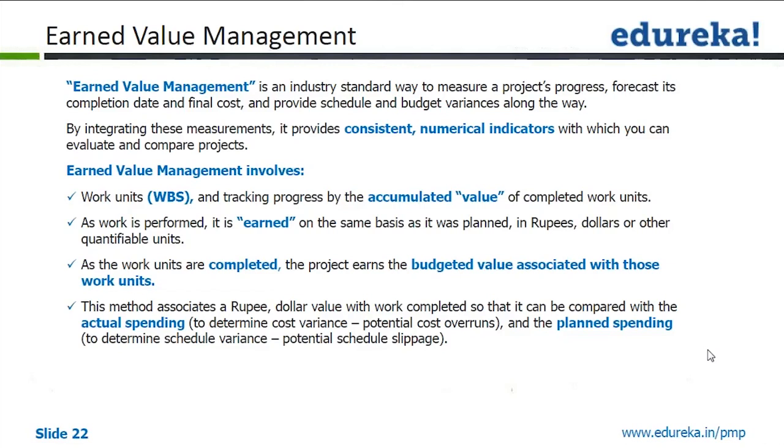So WBS and work units, and tracking progress by the accumulated value of completed work units. As work is performed, it is earned on the basis of what is planned, in rupees, dollars or quantifiable units. Now the concept here is that when you are doing the work, suppose you are asked to build 4 walls. Once you build the 4 walls, you will get your payment.